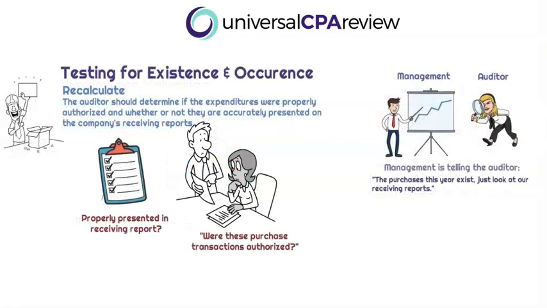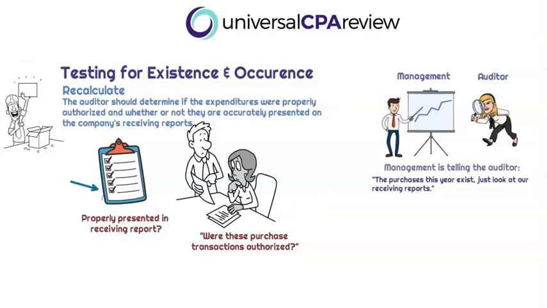Existence and occurrence. The auditor here should determine if expenditures were properly authorized and whether or not they're accurately presented on the company's receiving reports. If they're properly authorized by this credit approval department, then we're probably seeing, okay, this transaction was approved, therefore they went ahead and properly made this purchase.